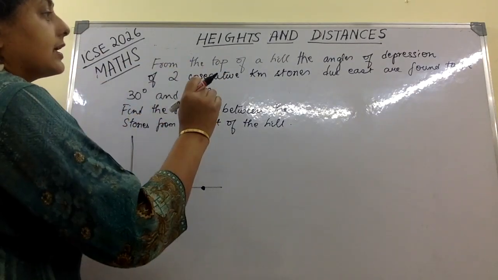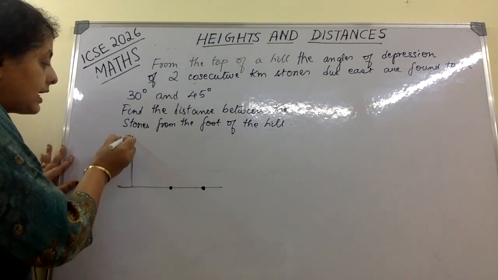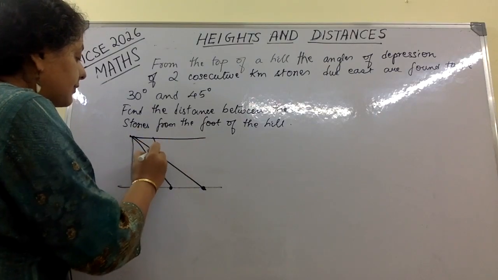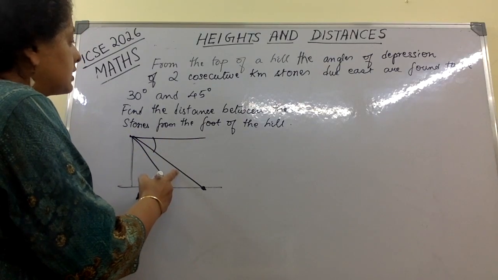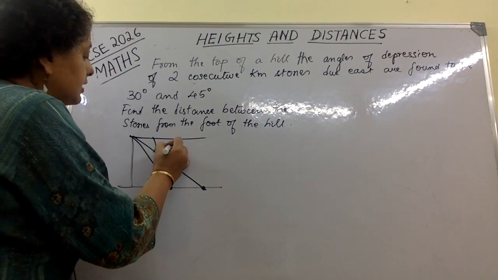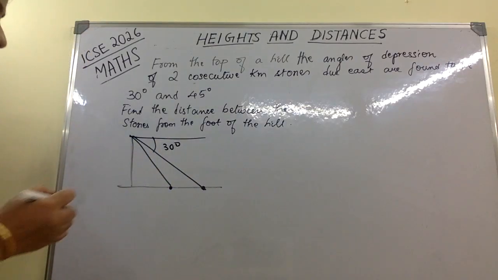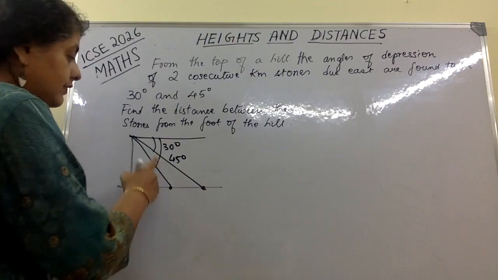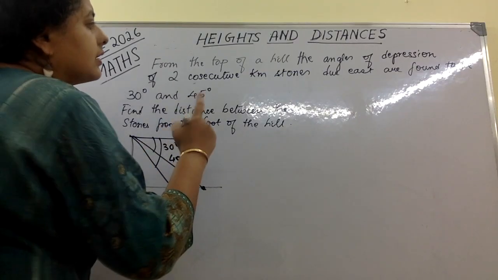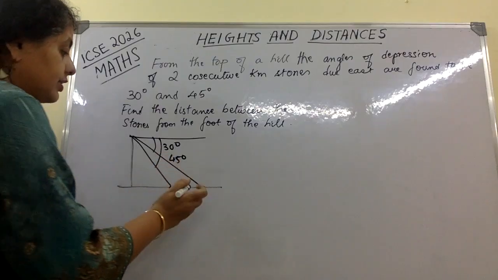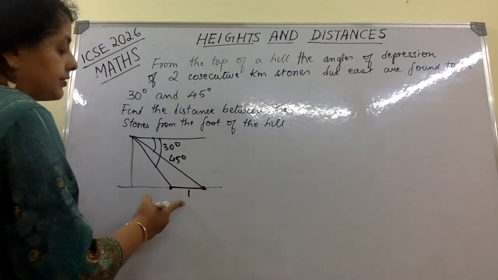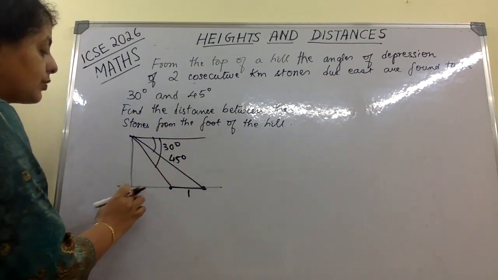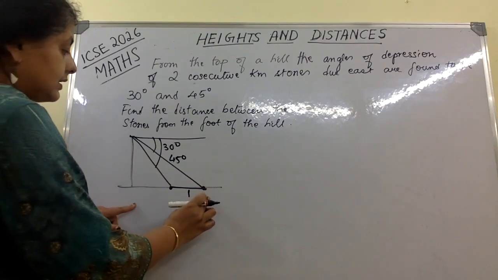Okay, and due east are found to be, so now angle of depression of 2 kilometer stones. First this one is a 30 degree and the other one is a 45 degree. So from here he is seeing this at 45 and this one at 30 degree, and the only value in this sum that you know is 1 kilometer for the distance between the two stones. Now they want the distance between the stones from the foot of the hill, means this distance and this distance.